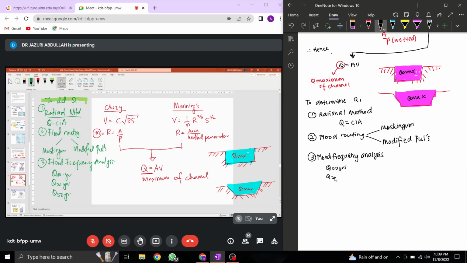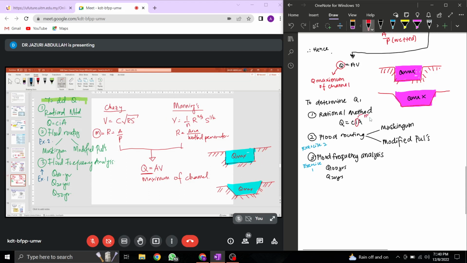Okay, so yang ini yang ada example. So this is the exercise 1 and this is the exercise number 2. Okay, and then for the Q equal to CIA, I think saya dah discusskan. C is the runoff coefficient, I is the rainfall intensity, where you can calculate using the intensity duration frequency, so IDF.